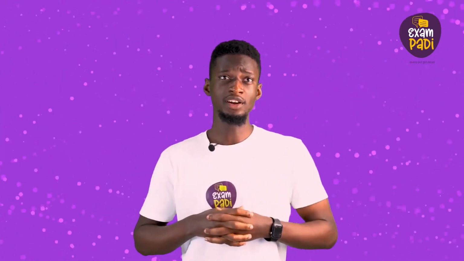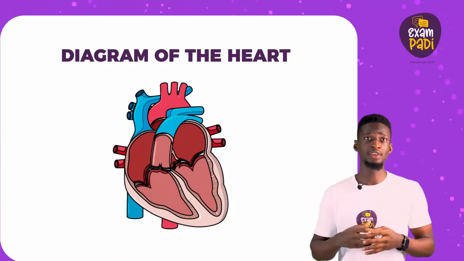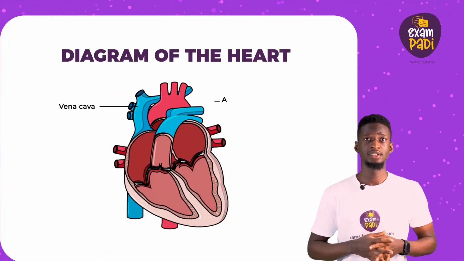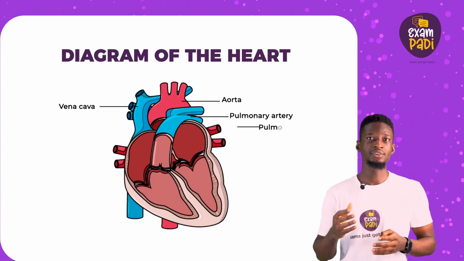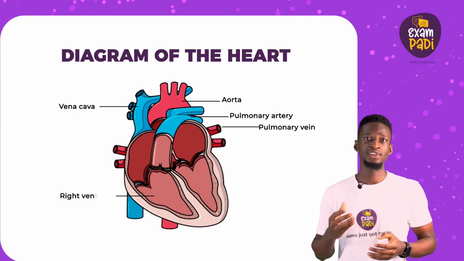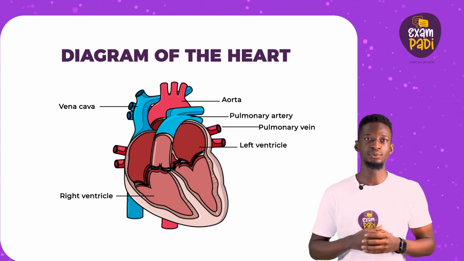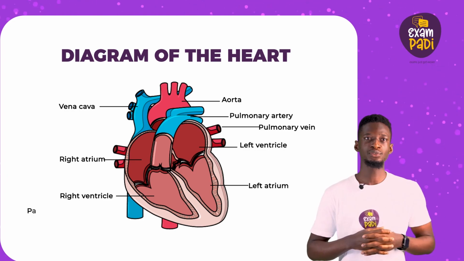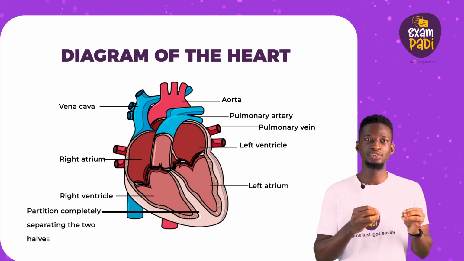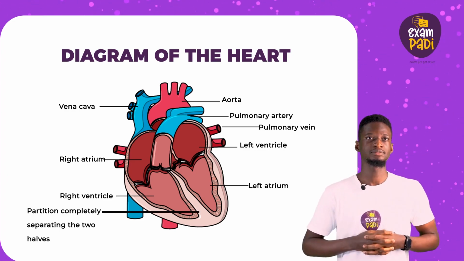Now here is a diagram of the heart. In the diagram of the heart, we have the vena cava, the aorta, pulmonary artery, pulmonary vein, the right ventricle, the left ventricle, the right atrium, the left atrium. We also have a partition completely separating the 2 halves.